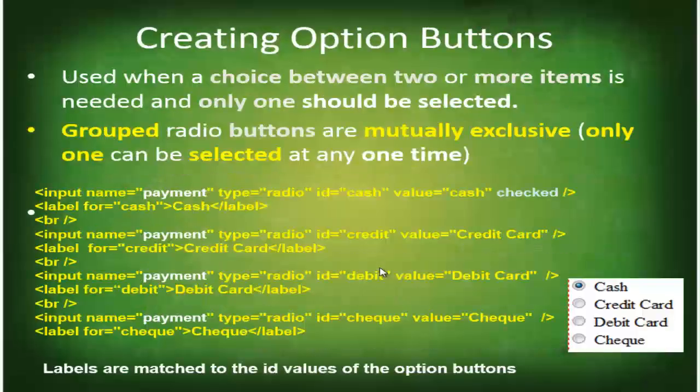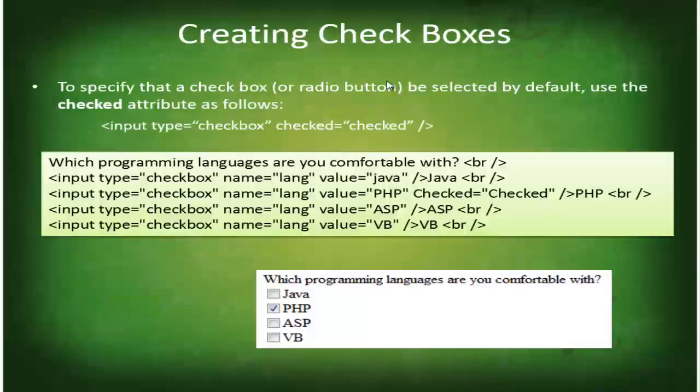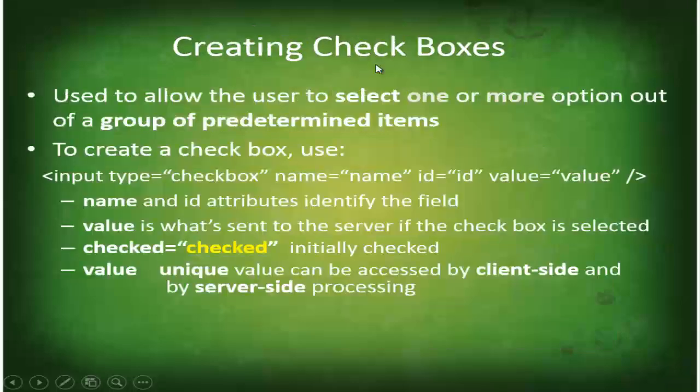And here are some of the examples wherein I'm trying to ask the user what is the mode of payment, like cash, credit, and so on and so forth. You notice that all of them have the same name, payment. The name remains the same. The type is a radio button. And one of them is checked. Remember, in some browsers, the word itself, checked, will say that it has to be checked. Some other browsers expect you to write checked equal to checked. Okay, so it depends.